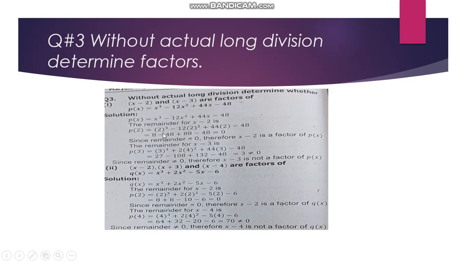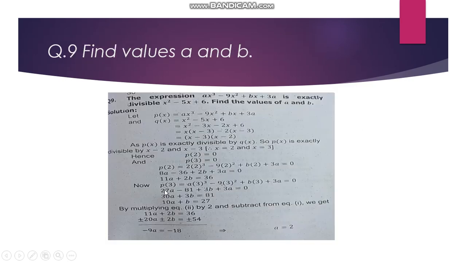So p of 2 is equal to 2's cube minus 12 into 2's square plus 44 into 2 minus 48, and after solving this I will get the answer 0. So this proves that x minus 2 is a factor of this polynomial. After that I will put x minus 3 is equal to 0. Here 3's cube minus 12 into 3's square plus 44 into 3 minus 48, and after adding and subtracting I will get 3, which is not equal to 0. So x minus 3 is not a factor of this polynomial. Same is the case with this question. Solve it and see what is your answer.